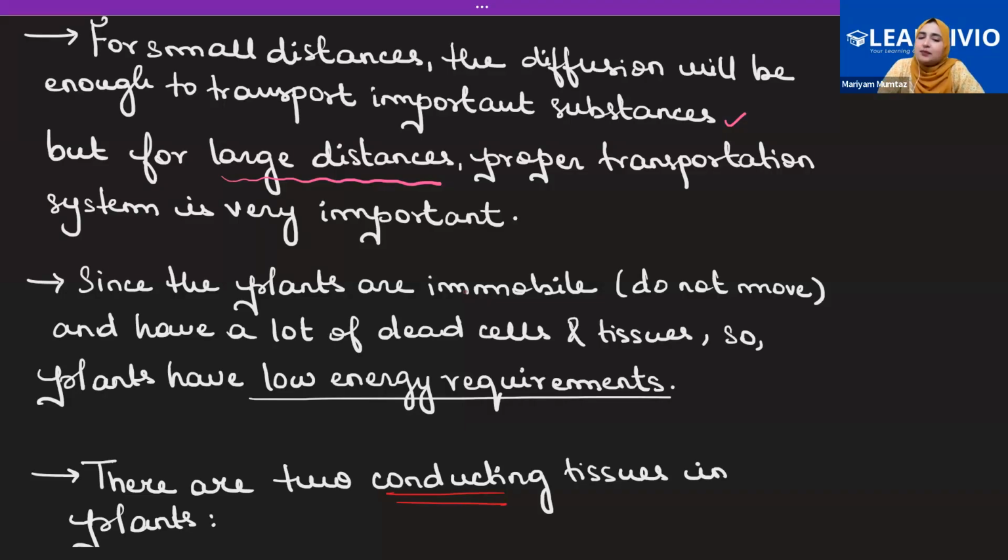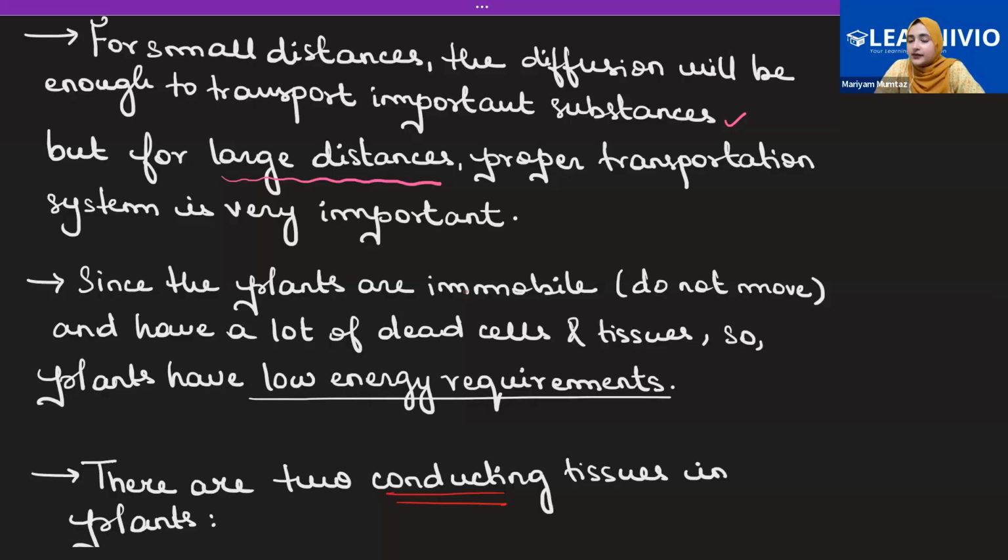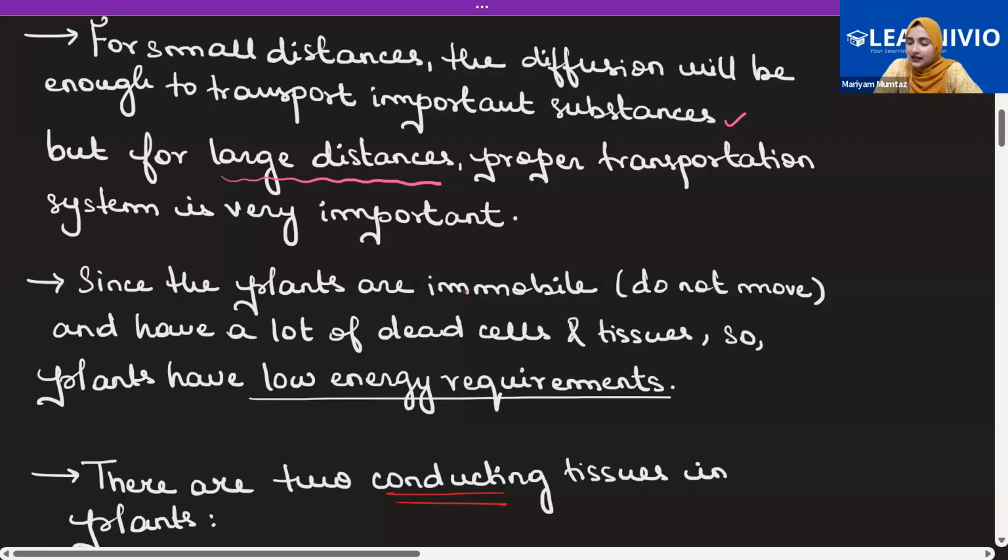One more thing is that plants are immobile. They cannot move from one place to another. So they have a lot of dead cells in them. If we animals or humans have any dead cell in our body, it will be useless to us. But when plants have dead cells, those cells have a purpose. They provide mechanical support and strength to the plant.